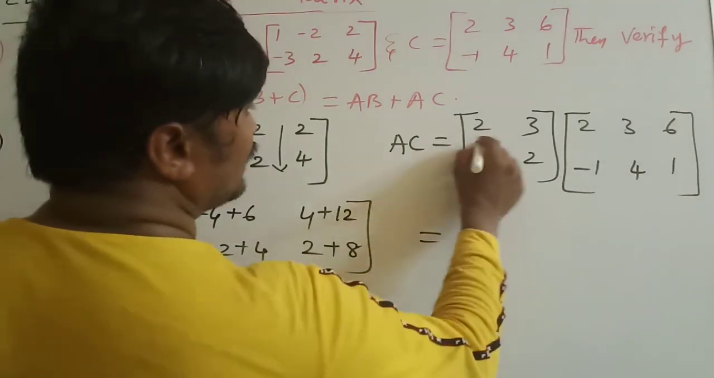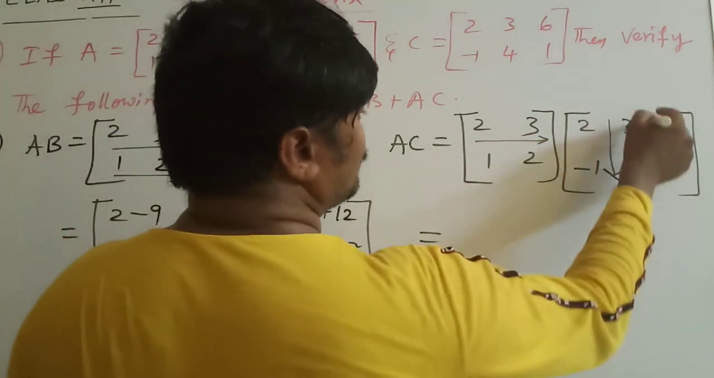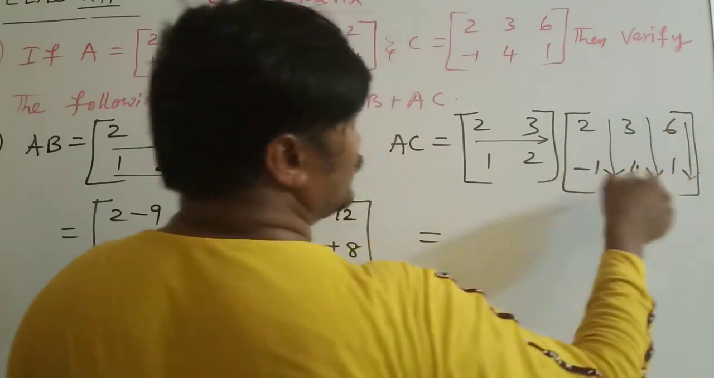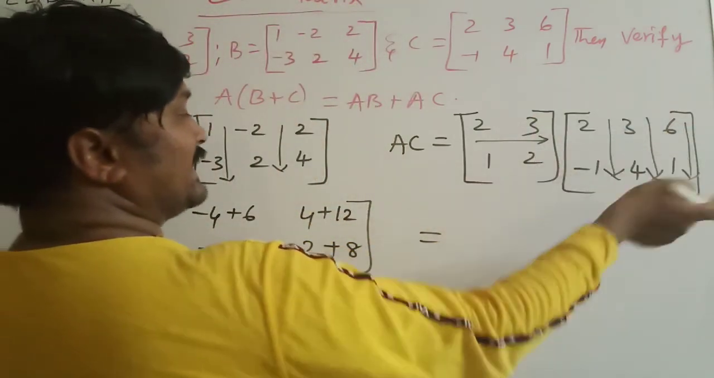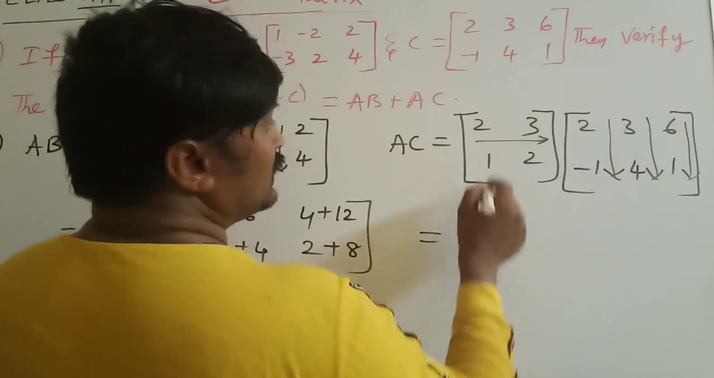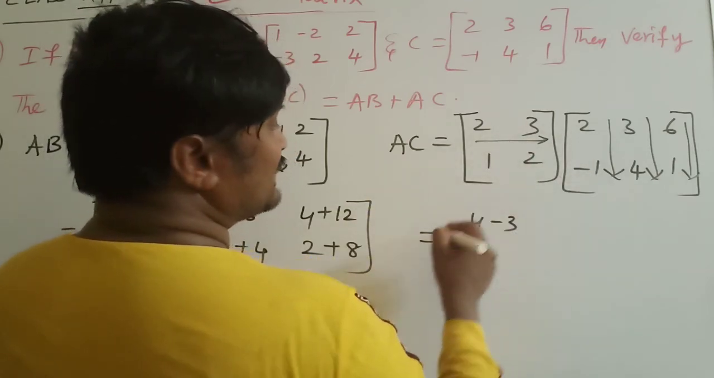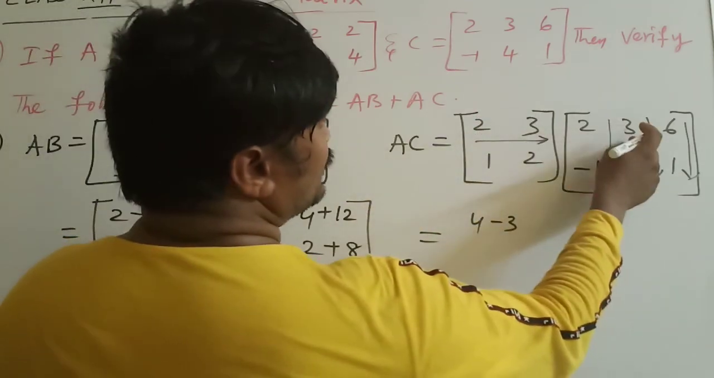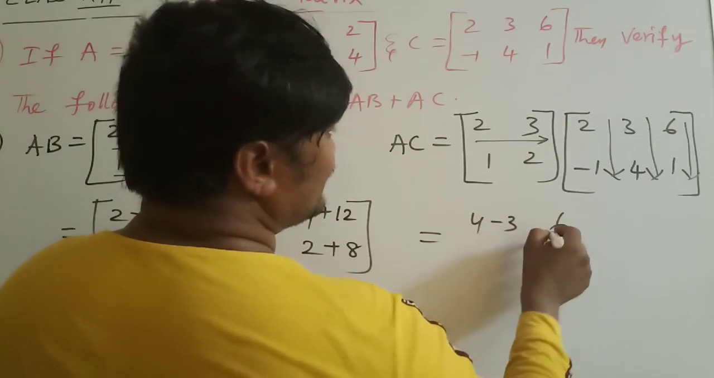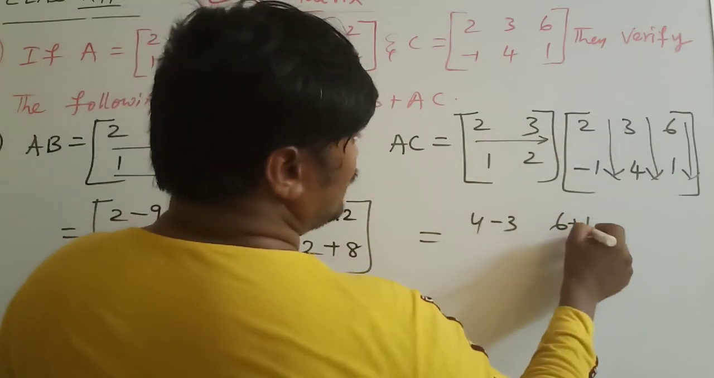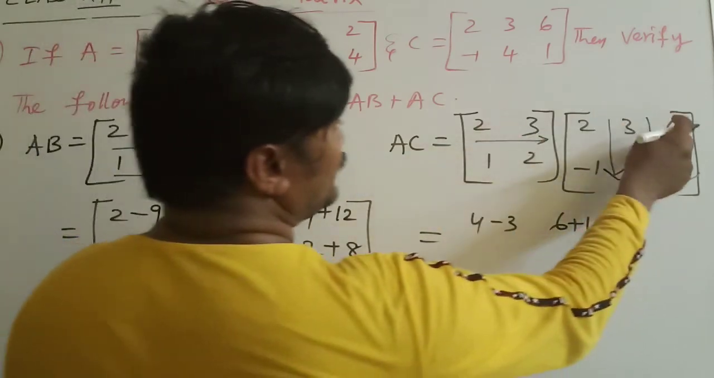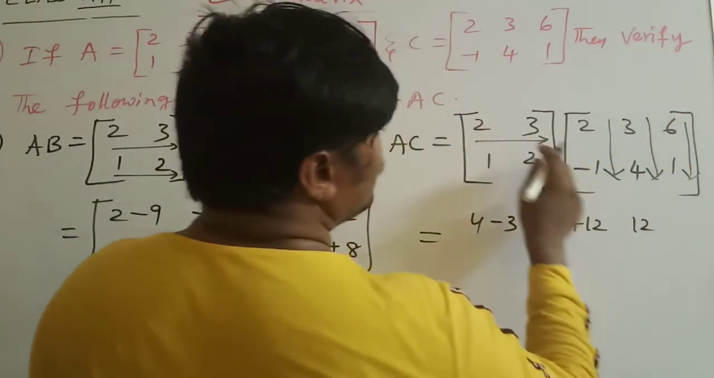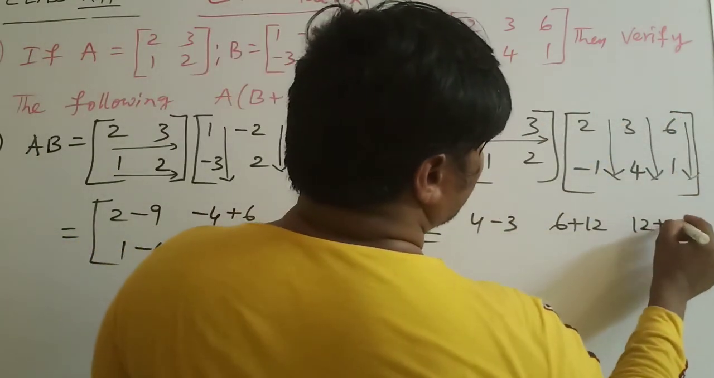AC also, can you tell now? So first row, first column, then first row, second, first row, third. Then you are going to get the first, second, third element. 2 into 2, 4. And 3 into minus 1, minus 3. Next one, 2 into 3 is nothing but 6. 3 4s are 12. So after that next, 2 into 6 is nothing but 12. 3 into 1 is nothing but 3.